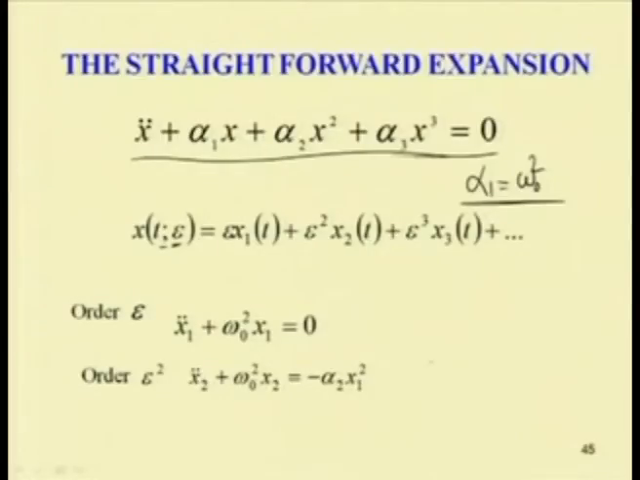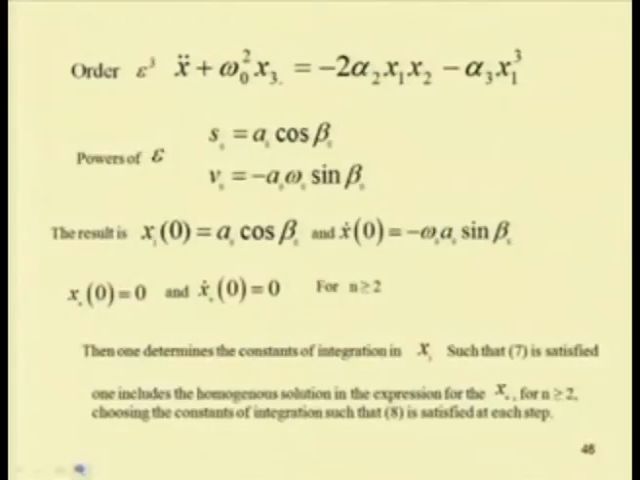By substituting this and ordering in powers of epsilon, at the first order one gets x 1 double dot plus omega 0 square x 1 equal to 0. In the order of epsilon square, one gets x 2 double dot plus omega 0 square x 2 equal to minus alpha 2 x 1 square. At order epsilon cube, one gets x 3 double dot plus omega 0 square x 3 equal to minus 2 alpha 2 x 1 x 2 minus alpha 3 x 1 cube.